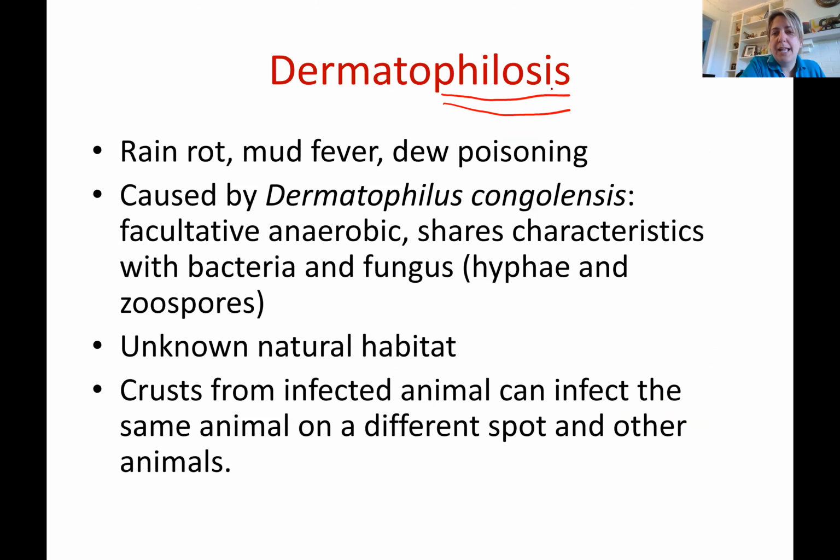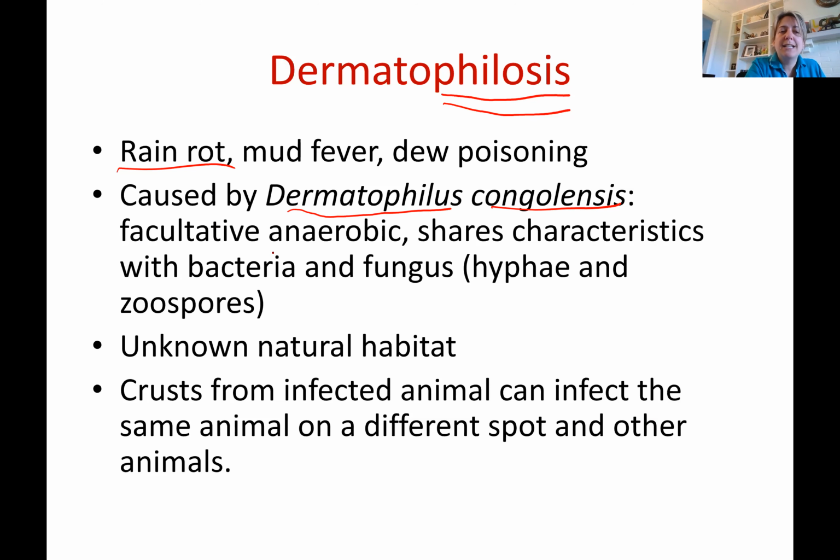Dermatophilosis, okay? It is what we call rain rot. Rain rot, as we all know, is these lesions that happen on the skin of the horse in times where there's a lot of rain and the horse stays wet all the time. It is a bacteria called Dermatophilus congolensis. That's why dermatophilosis, derma, obviously, dermatologist has to do with skin.